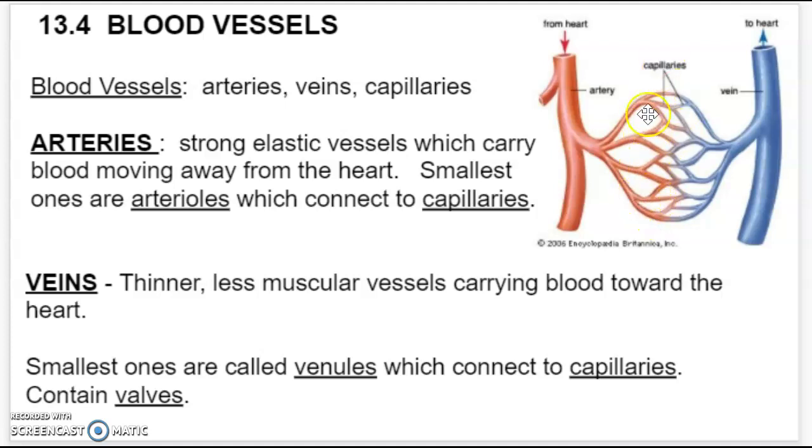After the gas exchange takes place, that blood is going to start to move into what are called venules. They're smaller than veins. And then it goes into the veins. Now veins are thinner, and they're going to need the help of muscles and different things to move the blood back to the heart. Since they're not under high pressure, they also have valves to prevent backflow.